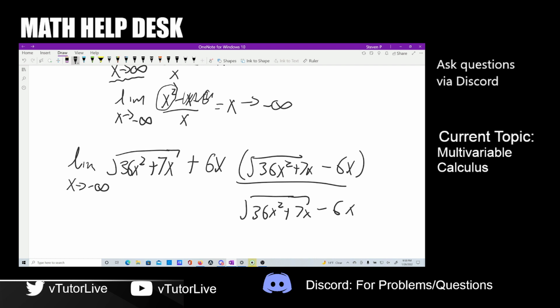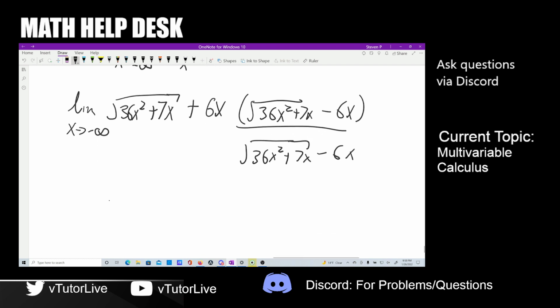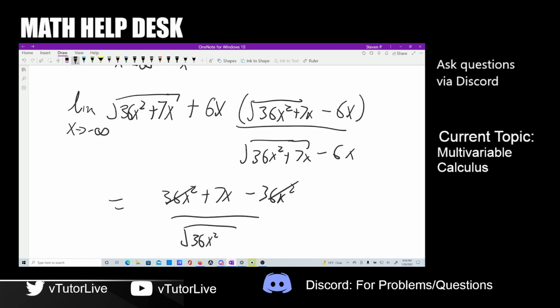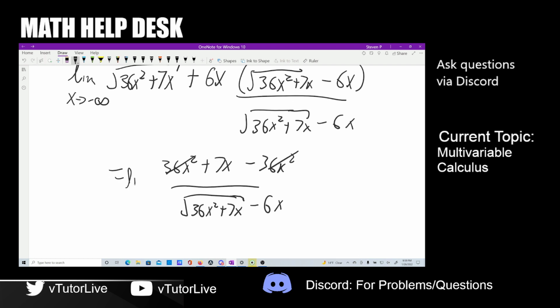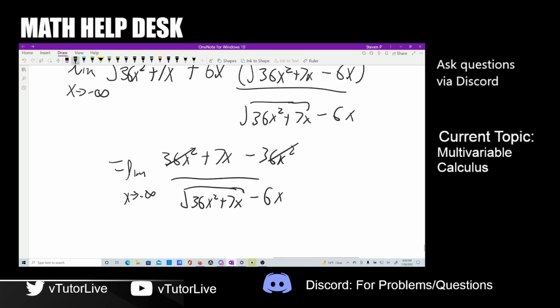But once you do this, this becomes 36x squared plus 7x minus 36x squared. So those two cancel out. But there's still kind of this nasty radical down below. And the idea here is that limit as x goes to minus infinity. You would want the negative sign on the... You got to be really, really careful about your signs here.